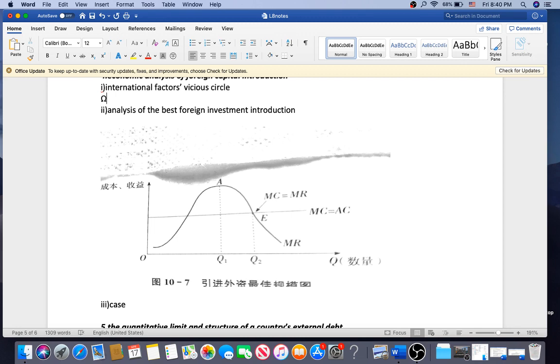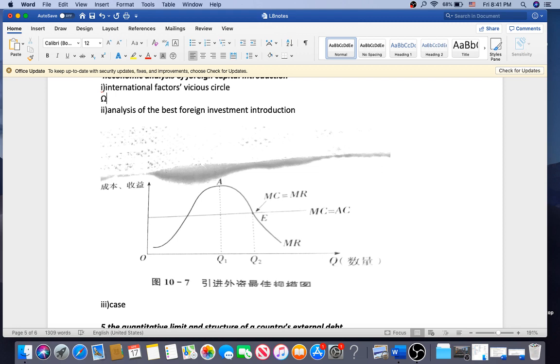OQ2 is the amount where the optimal introduction of capital is, the quantity Q2. At this point, the marginal cost and the marginal revenue of the capital injection or introduction are the same, and marginal revenue is equal to marginal cost.